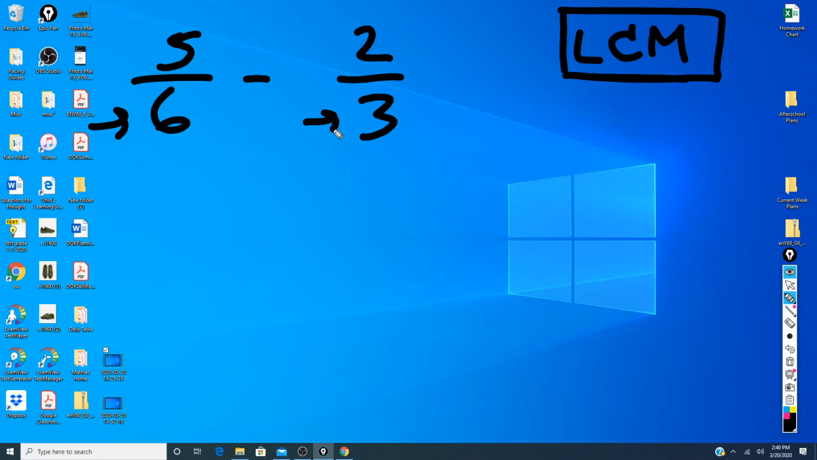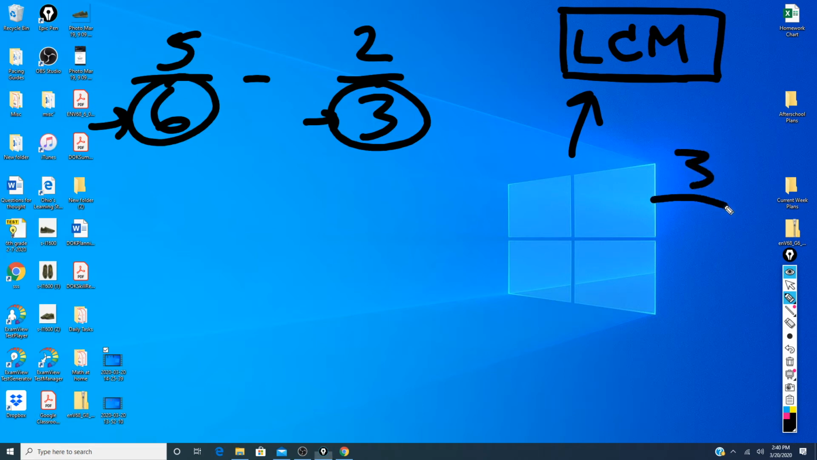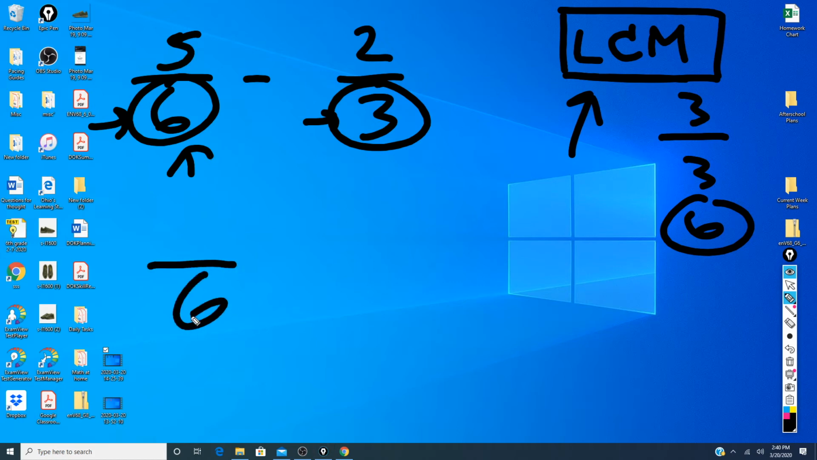When you have 5 over 6 minus 2 over 3, what would be the least common multiple? You have to have yourself a common denominator of 3 and 6. Well, what's a multiple of 3? Your multiples of 3 are 3 and 6. Well, 6 is already in your denominator over here. I think you can figure out that when it comes to having a common denominator between both fractions, it's going to be the number 6.